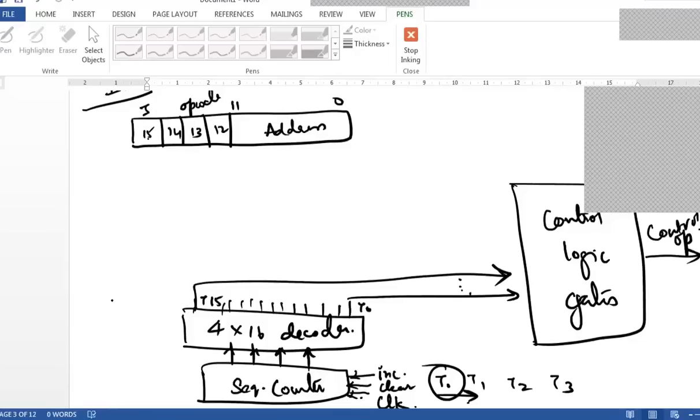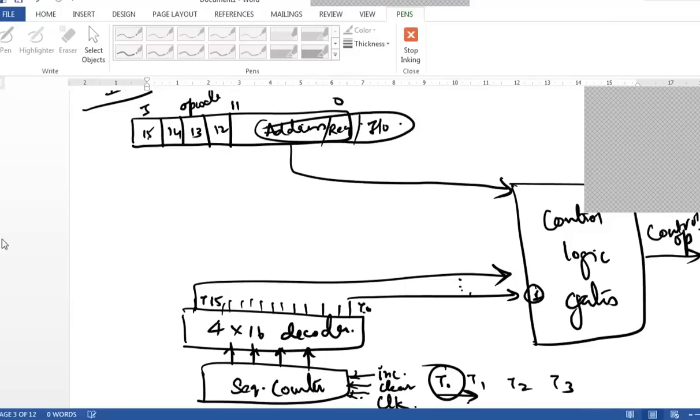If I want to say that some work should happen at T0, it will check the value of T0. If the value of T0 is 1, then whatever instruction I have specified would be executed. So you are providing all the timing signals to your control logic gates. Apart from this, what else will I have to provide? Bits 0 to 11, which I'll provide directly. It can be an address, register instructions, or input output instructions. We studied all three formats earlier. So these 0 to 11 bits are directly provided to your control logic gates.